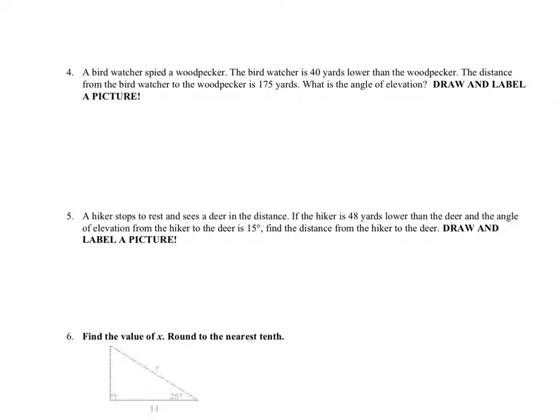All right, number 4. A bird watcher spied a woodpecker. Bird watcher is 40 yards lower, so basically we know we're going to have a triangle. We know it's going to have a right angle. The bird watcher is 40 yards lower, so vertical length is going to be 40. The distance from the bird watcher to the woodpecker is 175 yards.